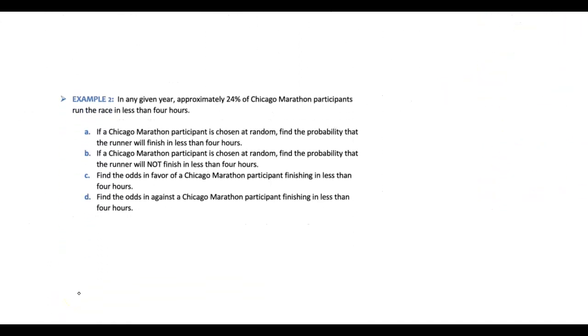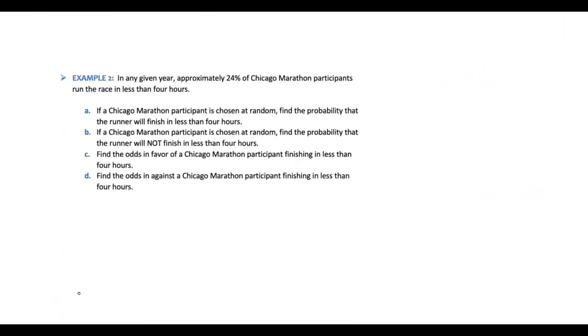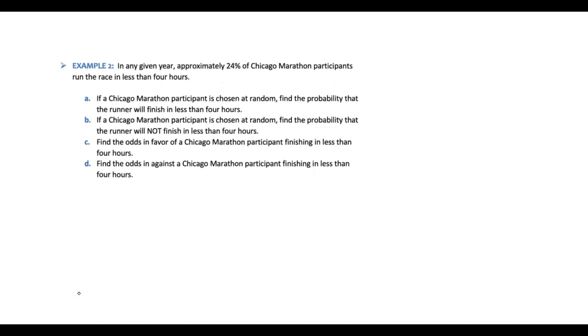Let's try another example. Example 2. In any given year, approximately 24% of Chicago Marathon participants run the race in less than 4 hours. And then we're going to find, very similar to last time, probability of finishing less than 4 hours, probability of not finishing less than 4 hours, and then the odds in favor of finishing less than 4 hours and the odds against finishing in less than 4 hours.